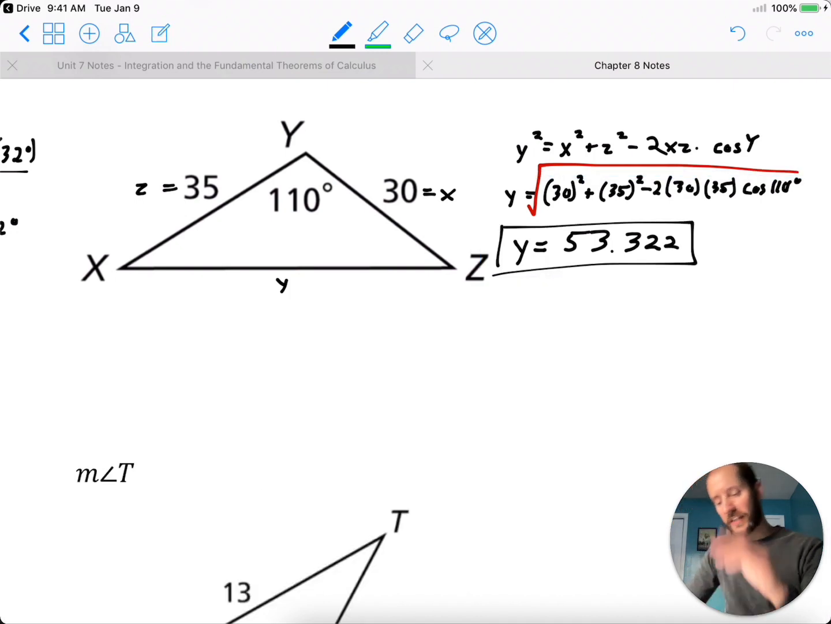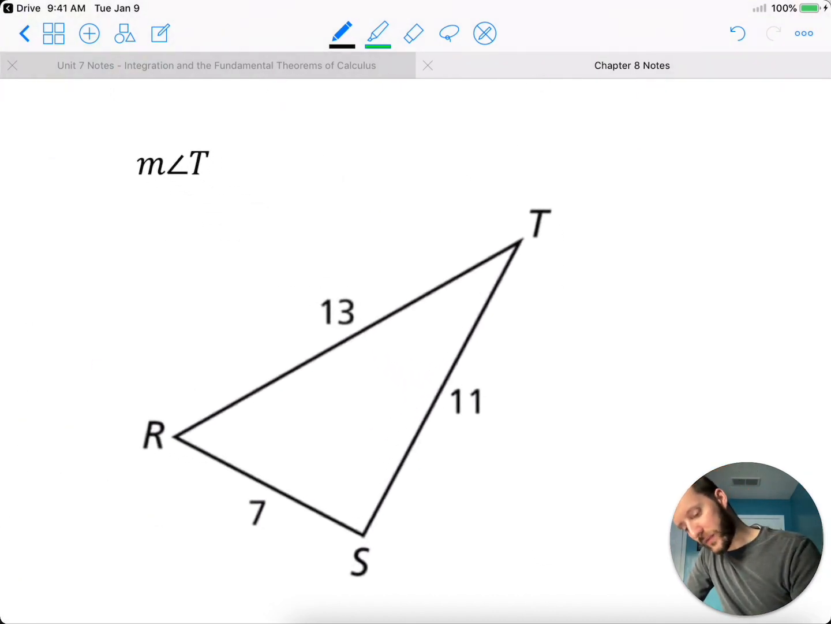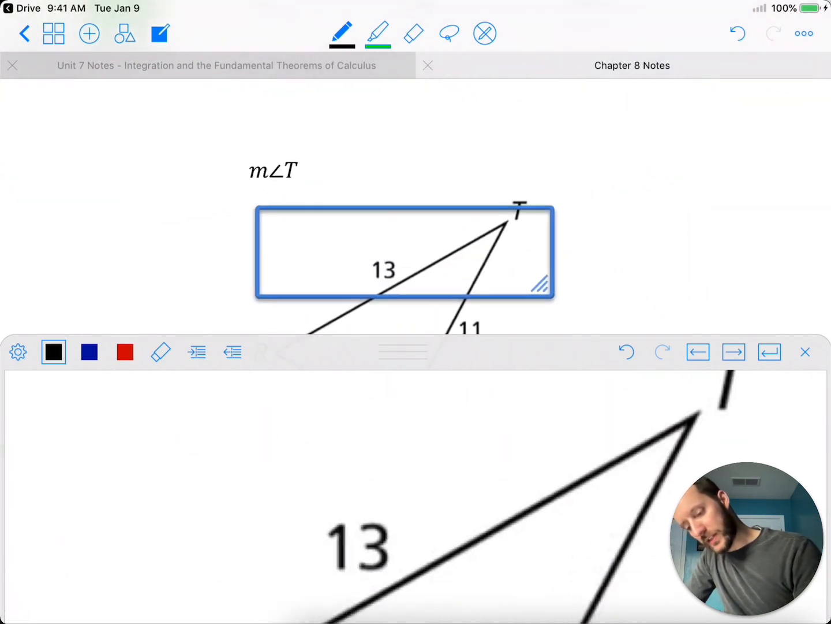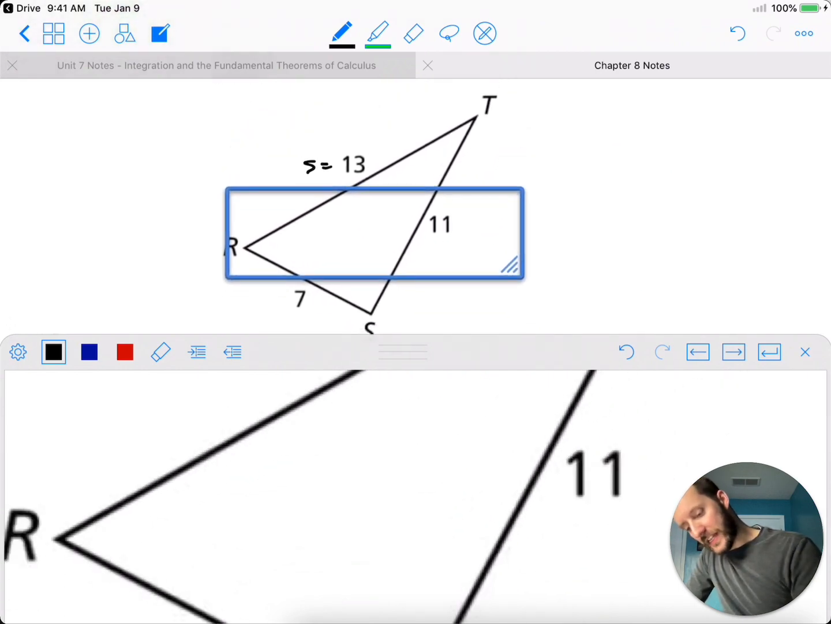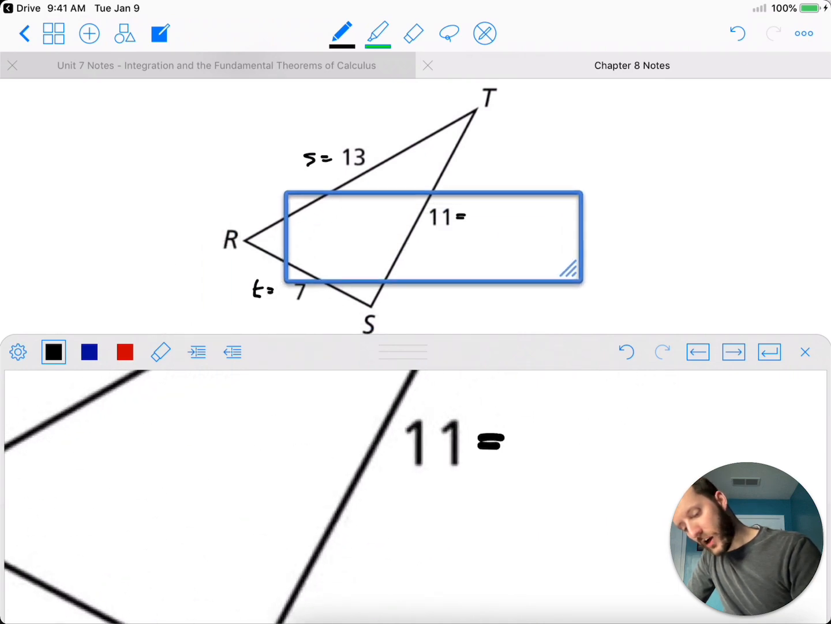So when you have the side angle side setup, it's pretty simple. Just square root everything, get your answer. Take a look at the next two examples and check by complete notes. But I want to first look at the measuring of T a little closer. We have s equals 13. We have t equals 7, and we have r equals 11.